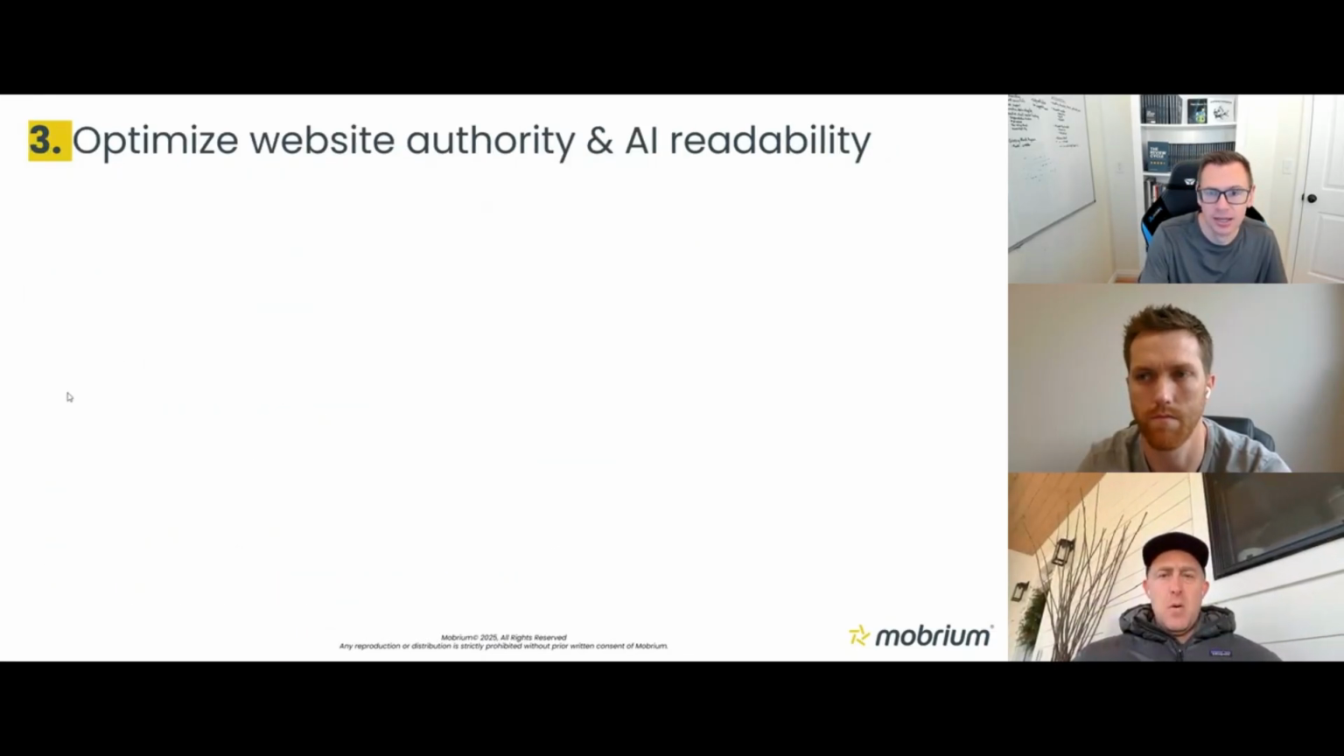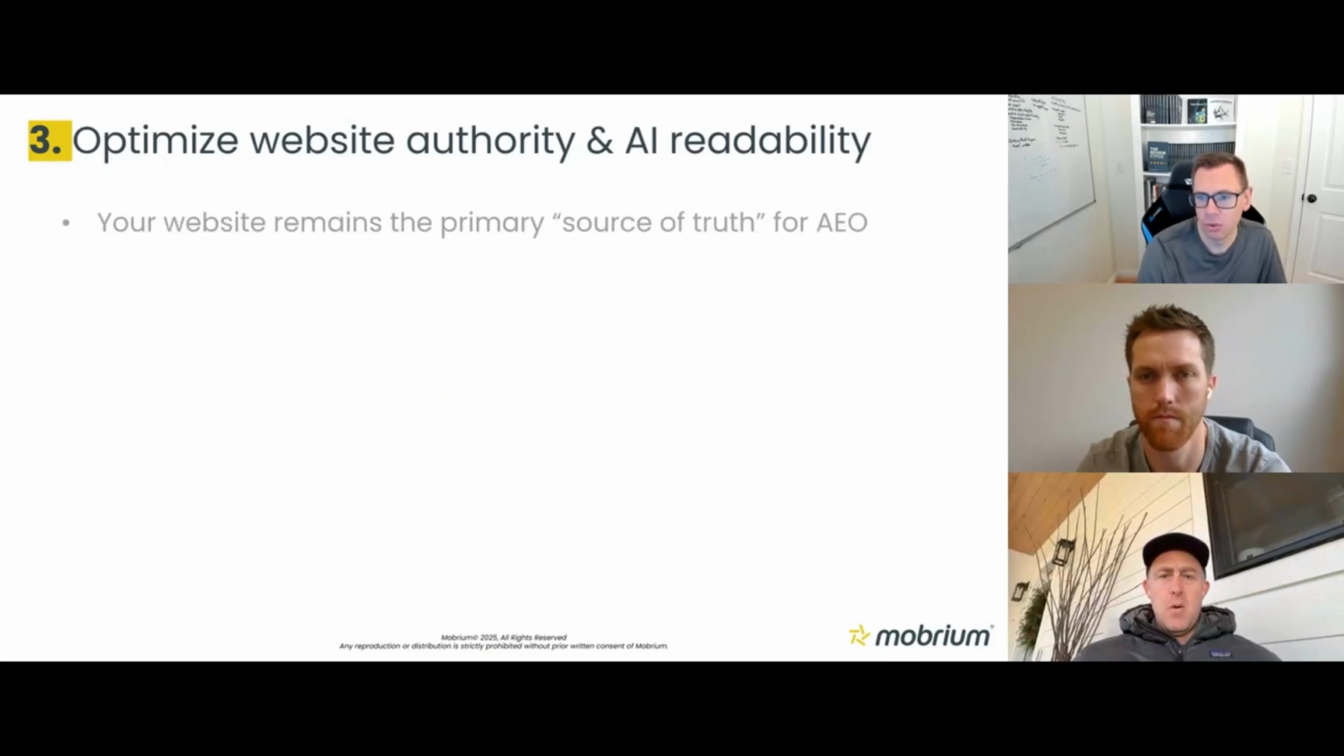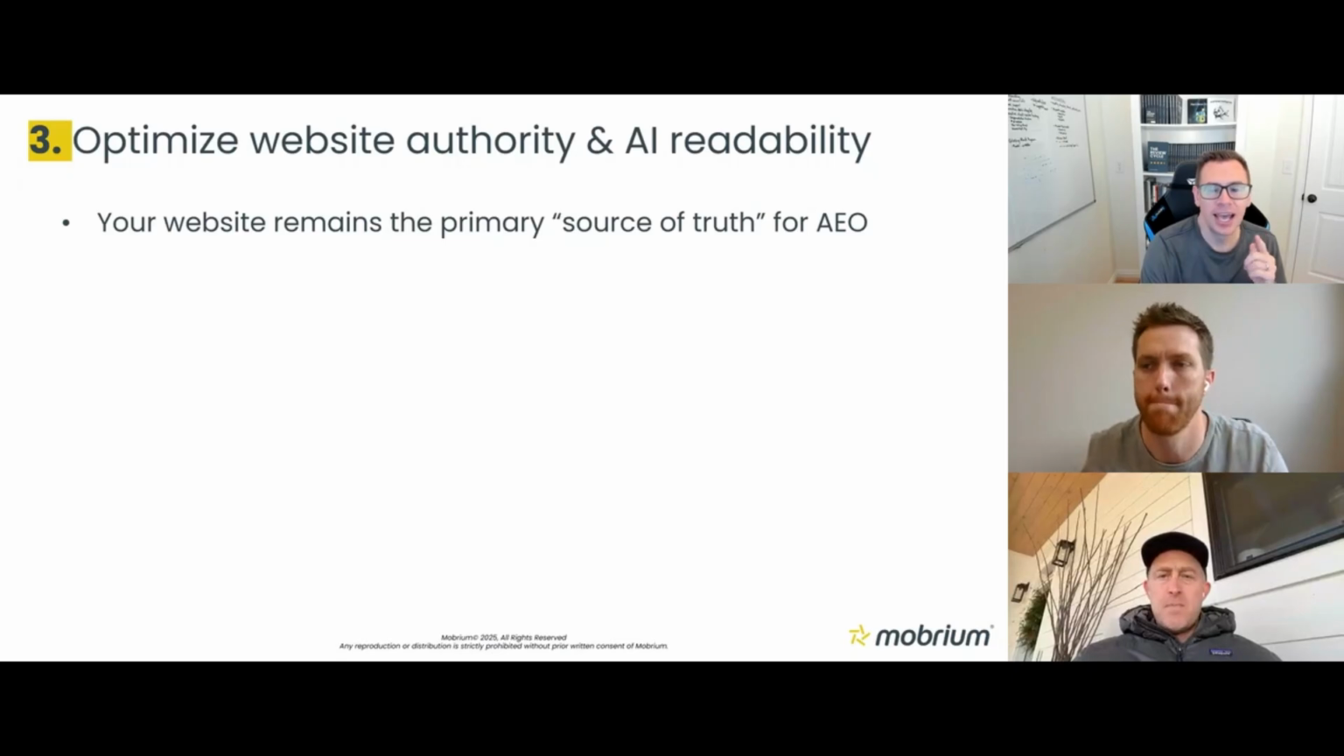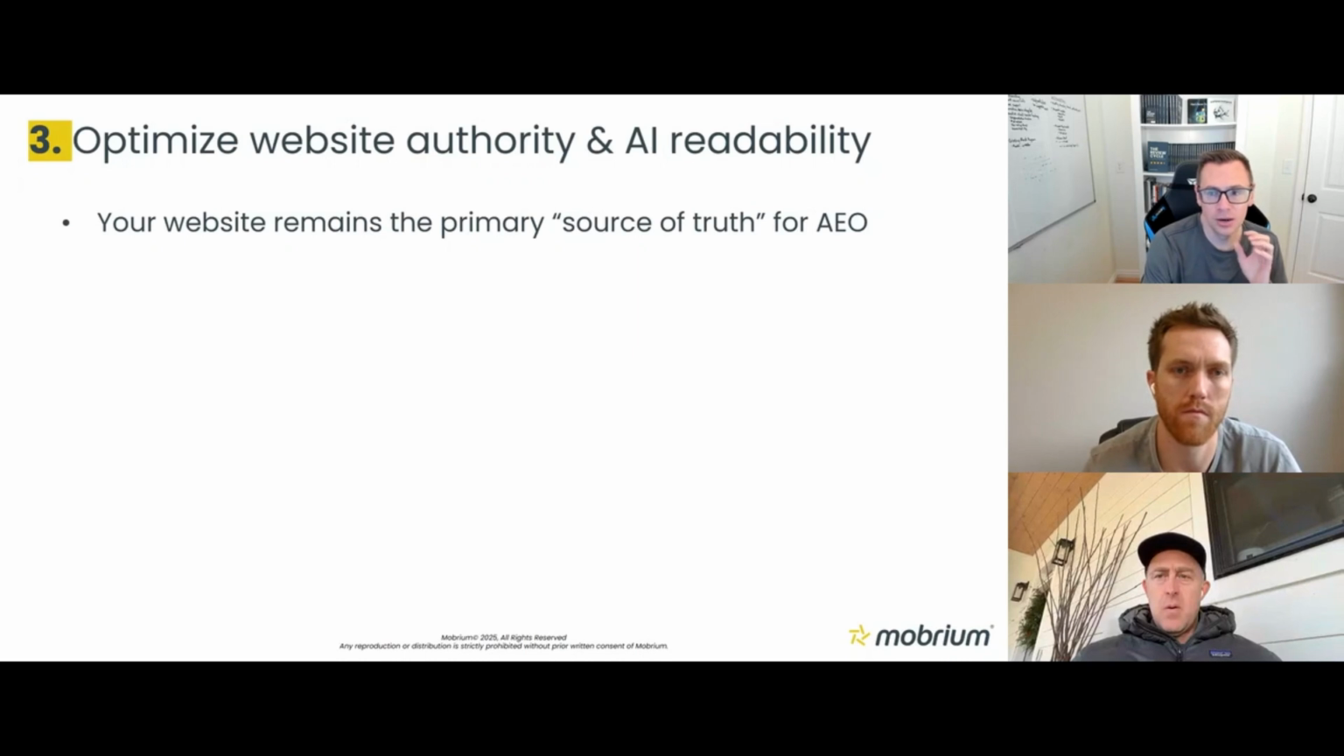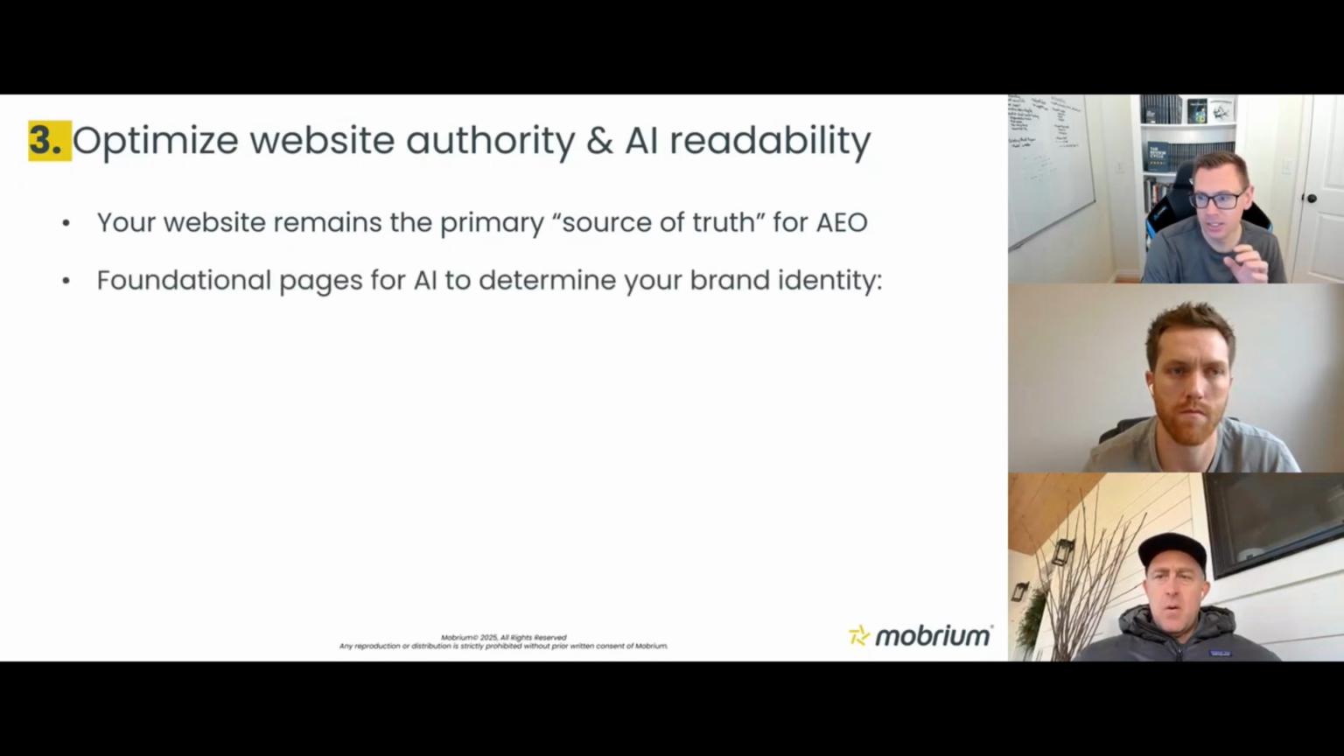So great question, Scott. Number 3, optimizing your website authority. So this is interesting. Your website, even though it's only one data point for AI, has a really high influence because it's your voice. It's coming from you to AI. And so it's really important that we optimize our website across a few different considerations.